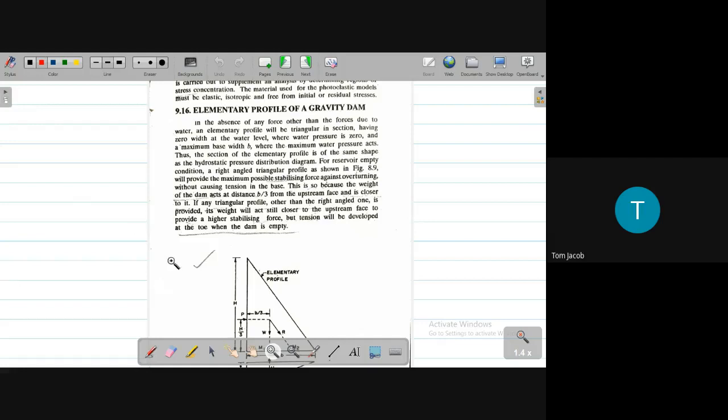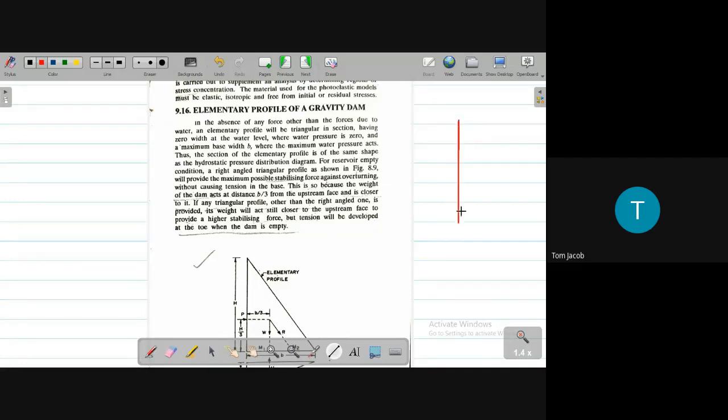Okay, so the elementary profile we have discussed yesterday. Let us go through it once again, real quick. The elementary profile of a gravity dam is, as we said yesterday, triangular in shape, and this triangular shape will be similar to the hydrostatic pressure diagram of the gravity dam.